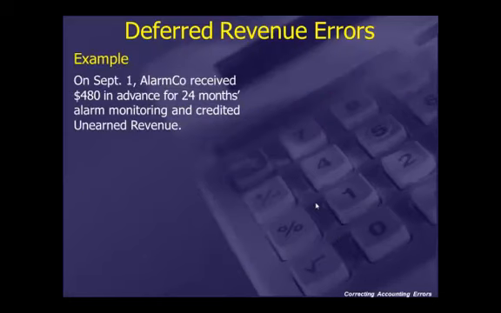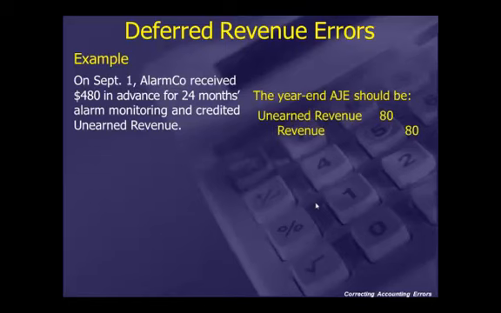Let's look at an example. On September 1st, Alarm.co received $480 in advance for 24-month alarm monitoring and credited unearned revenue. If you take 480 divided by 24 months, that's $20 per month. This has initially been set up by crediting unearned revenue, which is a liability account. And the year-end adjusting journal entry would be to debit $80 out of unearned revenue and credit revenue for the amount that we've earned, $80.